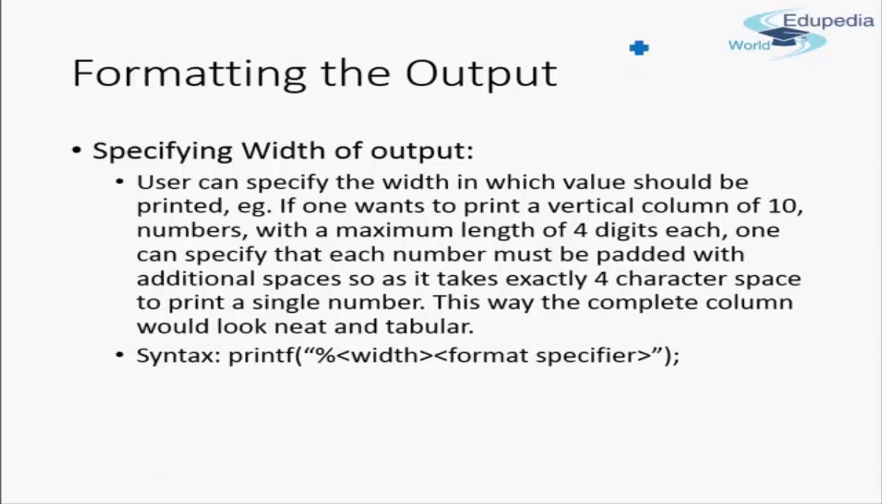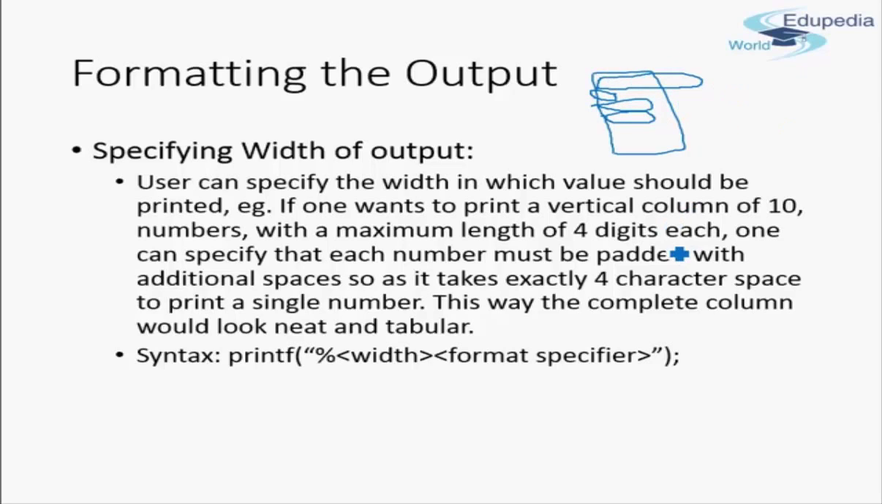Suppose you want to print a list of a few numbers on the screen. These will appear in a vertical column. Suppose the first number contains 10 digits, so it will occupy a space equal to 10 digits on the screen. Suppose the second number contains only one digit, it will occupy only one digit on the screen, and the third number contains three digits. This way your whole output will become unformatted.